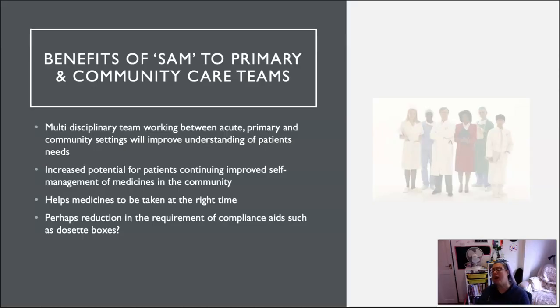So when we're thinking about SAM within the community, it can also help us. Multidisciplinary team working between our acute, our primary and our community settings will improve understandings of patients' needs. If we're all working together and we're aware that the patient is the centre of their own care, our acute and our primary care can communicate with our community to say that actually they need support or they don't need support, which can help with care planning.